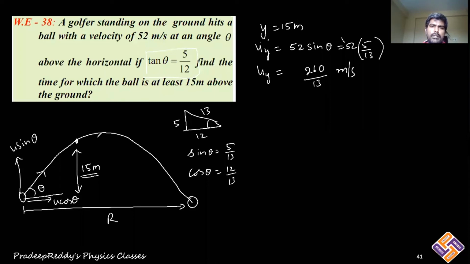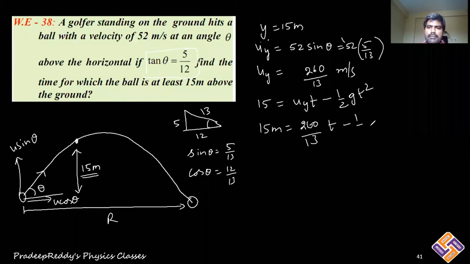I want to find out the time taken. 15 is equal to uy into t minus half g t square, that is 15 meter is equal to uy, 260 divided by 13, into time taken minus half into g into time taken t square. The g value you can write as 10.